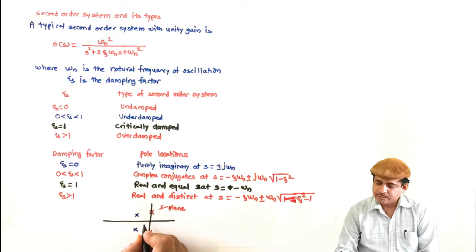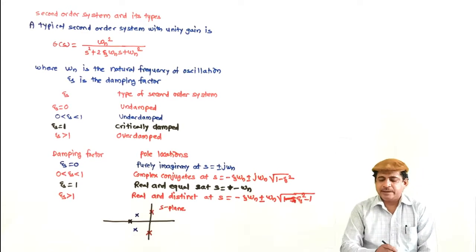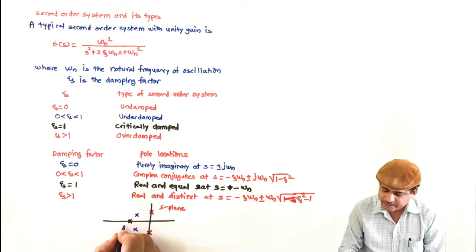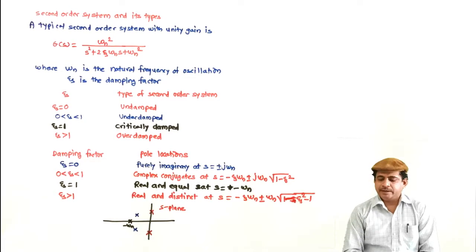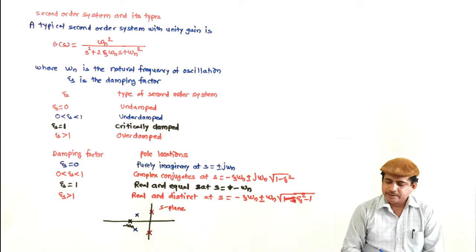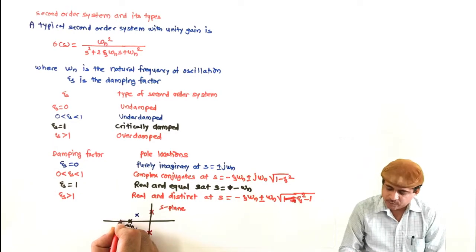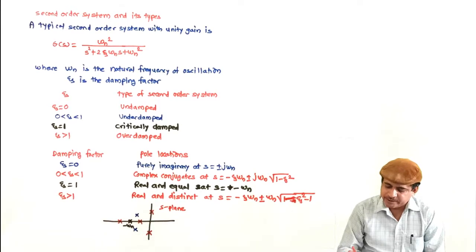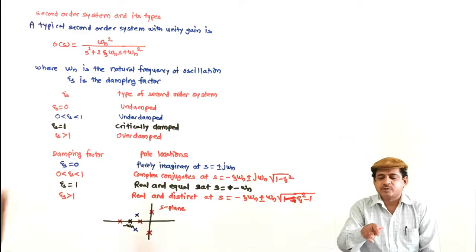Then next, when zeta is equal to 1, both roots will be here at, say, let this be minus omega n. Both roots will be here, and when zeta becomes greater than 1, one of the roots will be here and the other will be here. These two will be the roots when the system is overdamped.